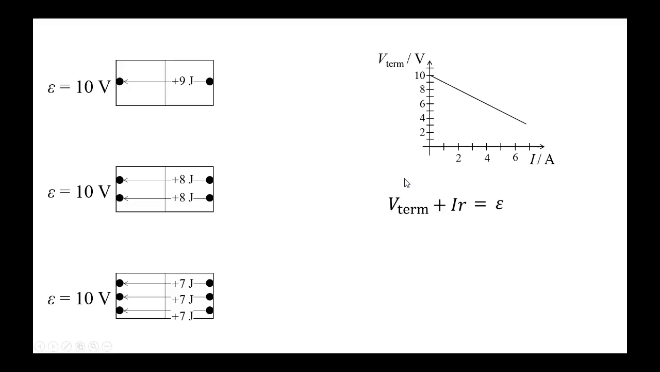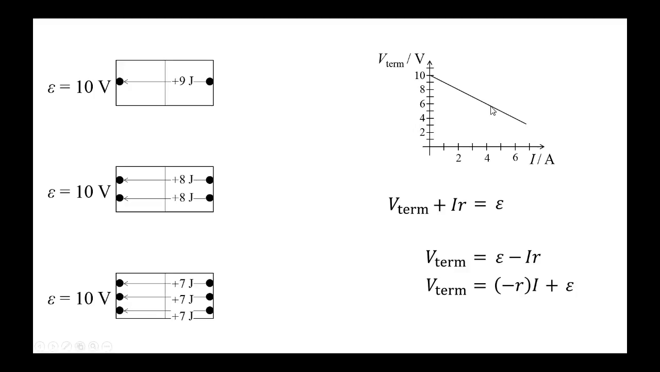And because that was referring to the external circuit, this V is the terminal potential difference. It's how much the external circuit got, which was 9 volts in this first case, and then 8 volts, and then 7 volts. Well, wait a second. If we subtract IR from both sides, you get V terminal equals epsilon, the EMF, minus IR. And you can rewrite this as V terminal equals epsilon plus negative R times I.